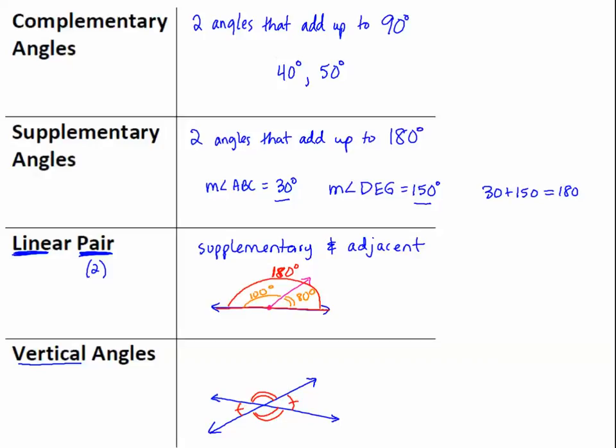So think of it as, first of all, vertical angles are made by intersecting lines, their sides being opposite rays. They are congruent and easy to identify because they are across from each other.